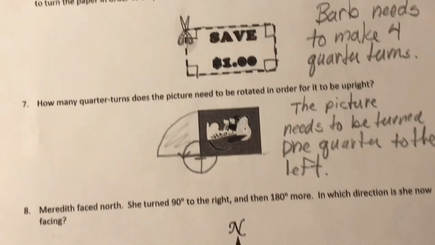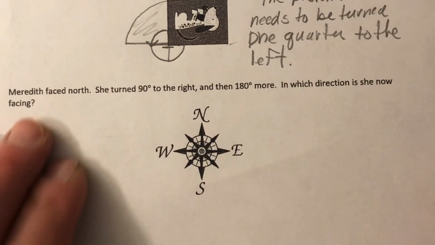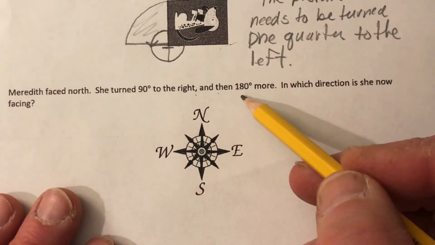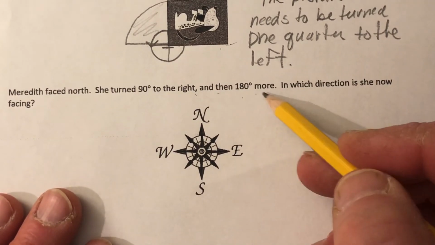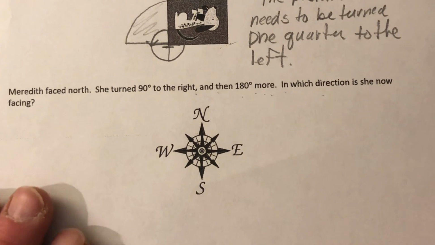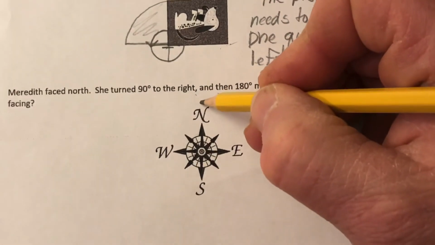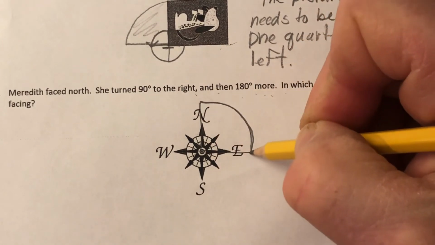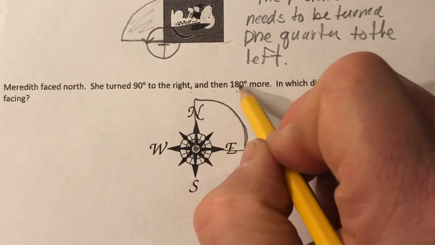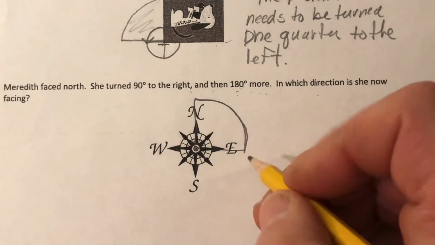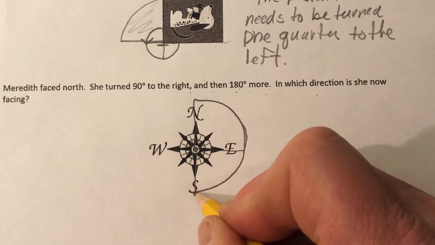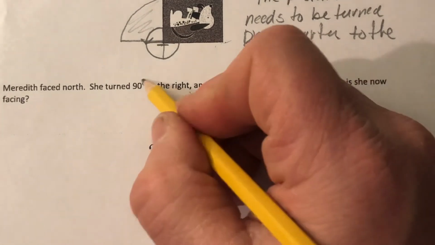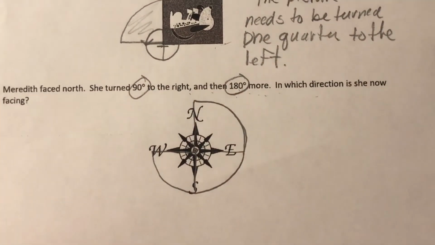Okay. And then the last one is this little compass rose. Meredith faced north. She turned 90 degrees to the right and then 180 more degrees. In which direction is she facing? Okay. So if she's facing north and she turned 90 degrees, so now there's my 90. See, that's 1 quarter, just like in the clock we saw. And then she went another 180 degrees. So I know 180 degrees is 2 more 90s. So she went this far and then another 90. All right, so it looks like she turned 270 altogether. And that makes sense because 180 plus 90 is 270.